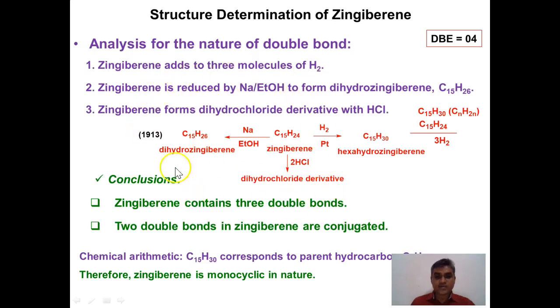So from these three reactions, it is proved that gingiberine contains three double bonds, and out of the three double bonds, two are conjugated in the gingiberine molecule. Now let us make some chemical arithmetic again. This hydrogenation product C15H30 is a completely saturated molecule, and C15H30 corresponds to CnH2n, and CnH2n corresponds to the presence of one ring. Therefore, since the hydrogenation product corresponds to the general formula CnH2n, it means that the gingiberine molecule is monocyclic in nature.